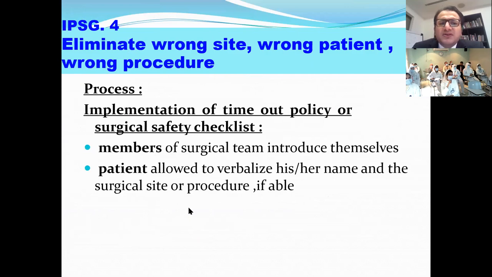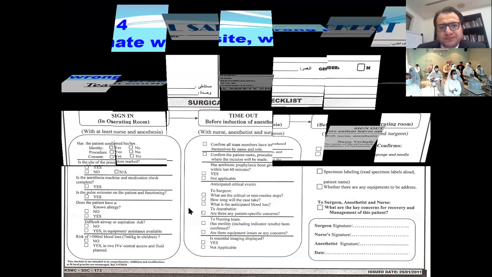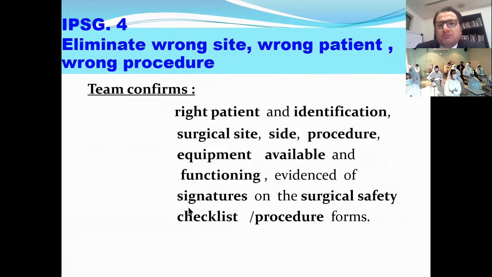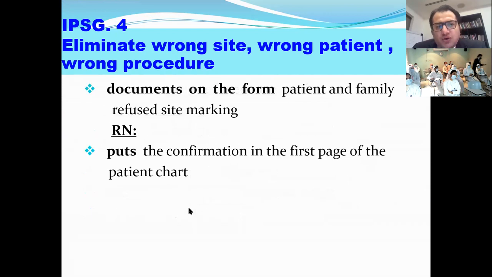The best way of doing this is by what you call a surgical safety checklist, or I call it the timeout process. Whenever the patient reaches the holding area in the OR, we should do a double check. When the patient reaches the recovery, I should do a double check by right identification and so on. Okay, we will see a short video after this, showing how the international patient safety goals are translated into real practice. So IPSG4, wrong site, we're done with it.